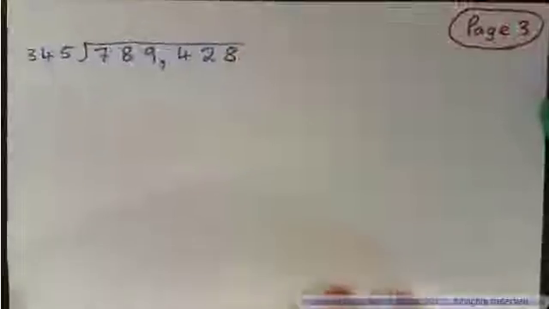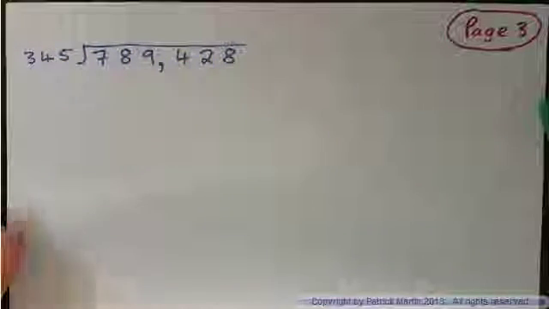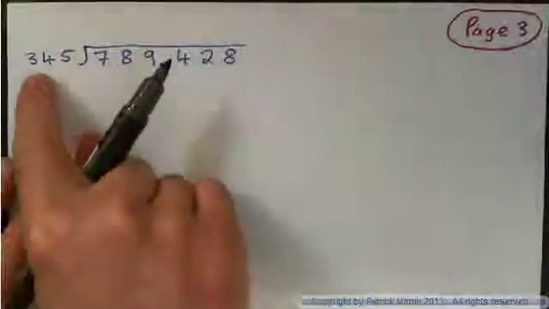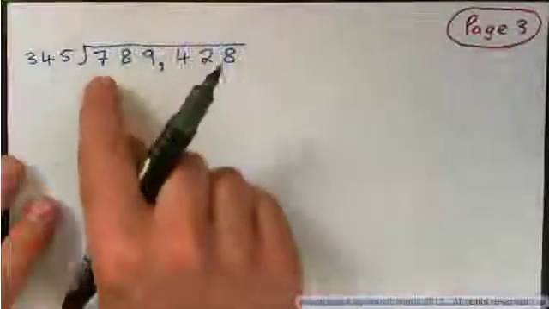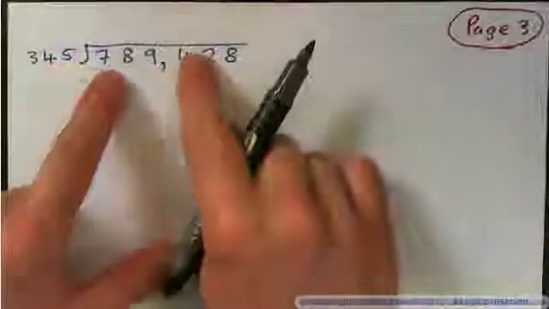So press pause and try this one yourself, and then we'll go over it together. Press pause and try it yourself, and then you can go over it on the video. But it's good to give it an attempt yourself first. So, okay, I hope you've pressed pause and tried it. I'm going to do it now. 345 into this number.